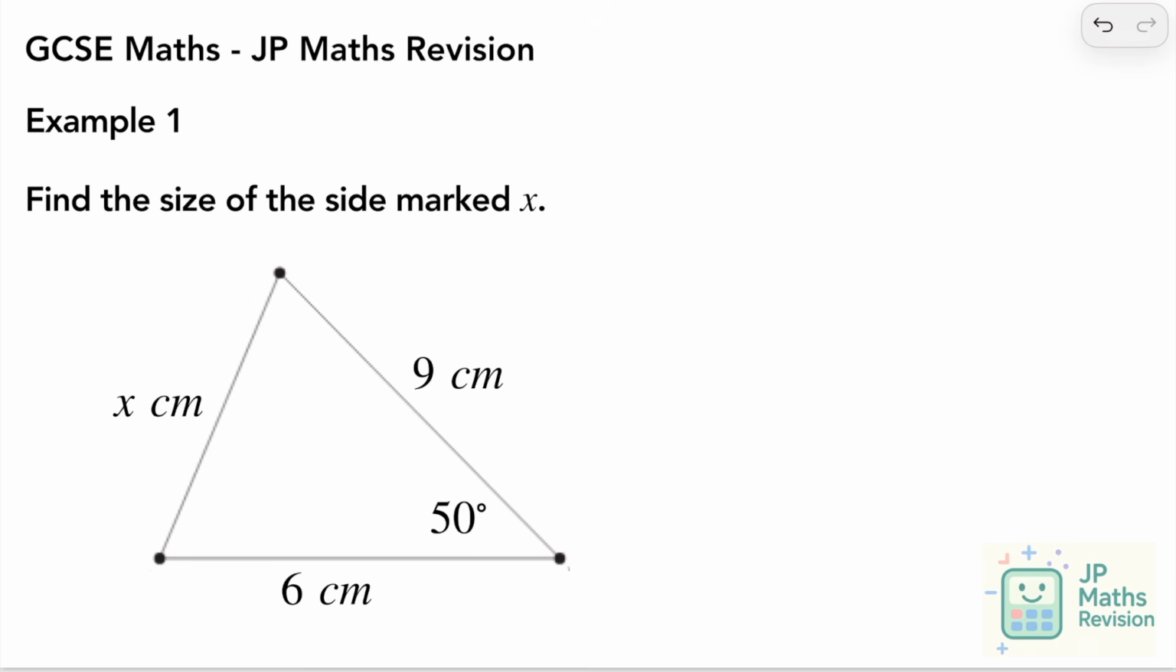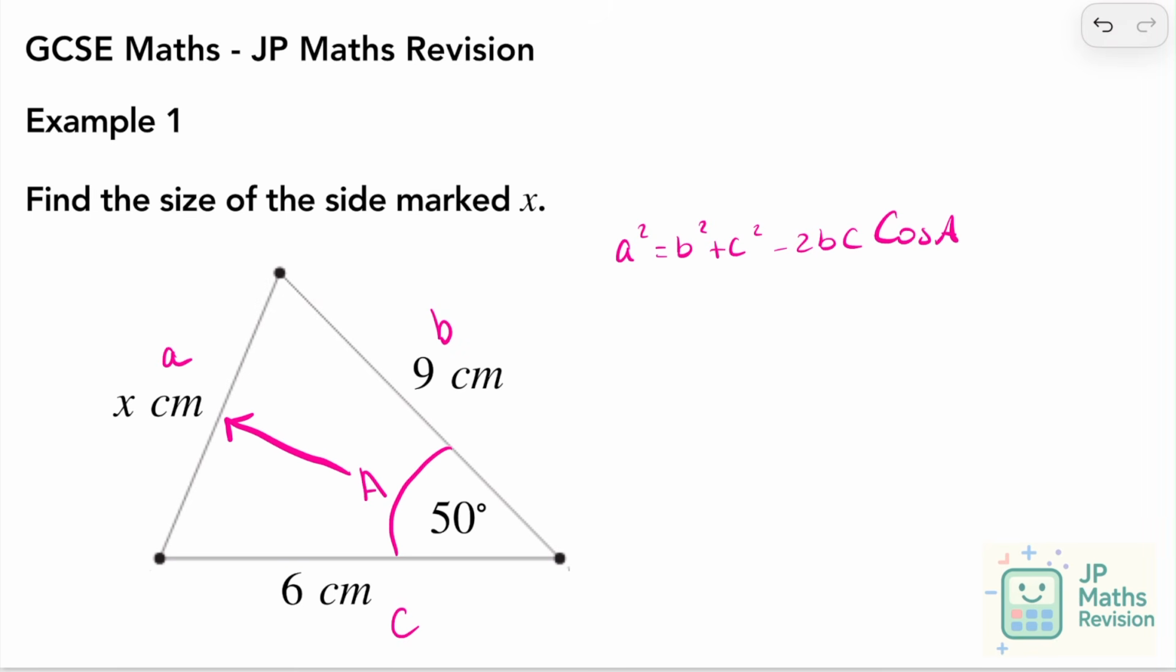So here's an example. We need to find the size of the side marked x. So what I'm going to do is label my sides and label my angles. So I have an angle here, so I'm going to call this capital A, and I'm going to label the side opposite capital A lowercase a. I also have these two sides, so I'm just going to call this one B and this one C. So the cosine rule states that a squared equals b squared plus c squared minus 2bc cos A.